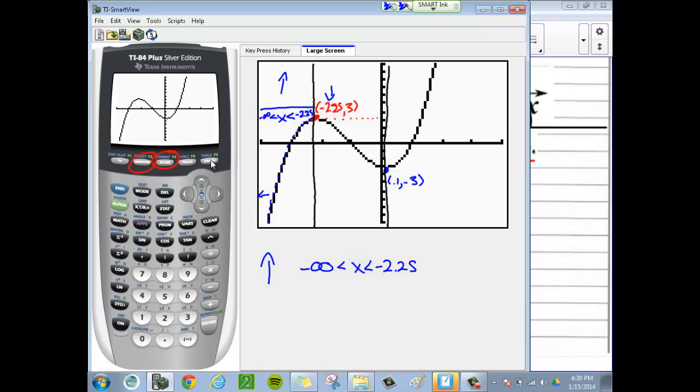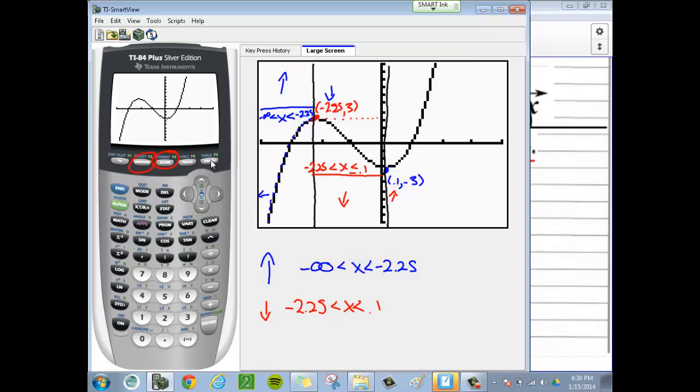Okay. Let's try to find another interval. Let's do this middle one right here. From here to here, what's going on? Well, it's decreasing. So what interval is it decreasing? It's decreasing from, again, negative 2.25, so when x is greater than negative 2.25, but when does it stop decreasing? Looks like it's about 0.1, right here. So 0.1. And that's an interval of decrease. I'll put that down here: x is greater than negative 2.25 and less than 0.1, that's when it's decreasing.